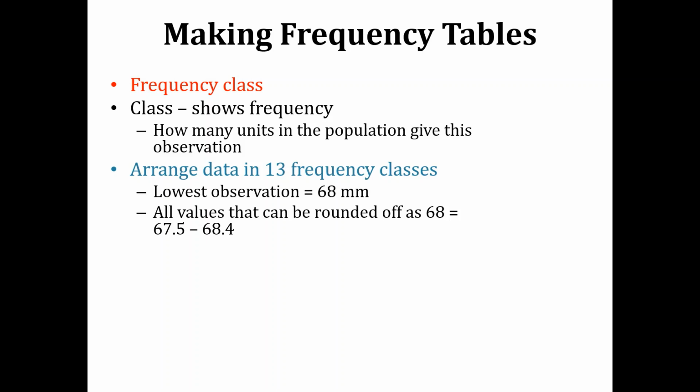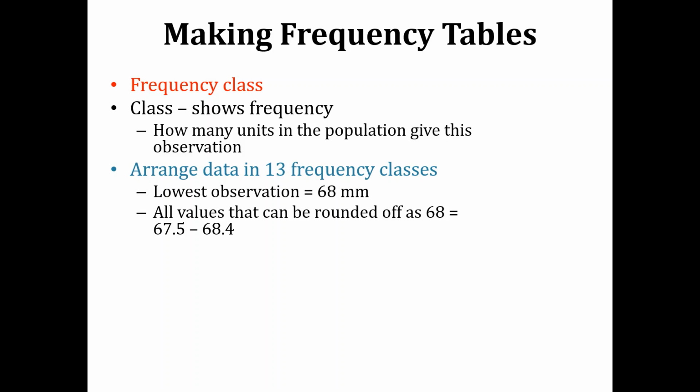The lowest observation is 68, and 68 means all values that can be rounded off to 68, because as we mentioned earlier, these observations represent values which have been rounded off to the nearest whole number. So 68 includes all those numbers that range from 67.5 to 68.4, because if you round off 67.5, it becomes 68, and 67.6 also becomes 68, up to 68.4. But 68.5 is going to be rounded off as 69.